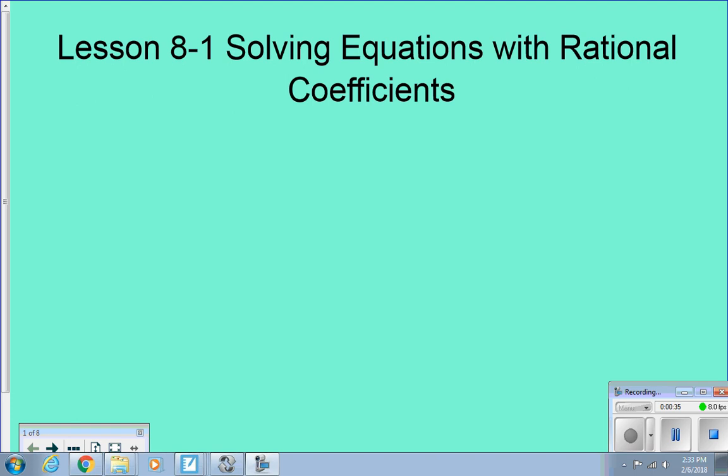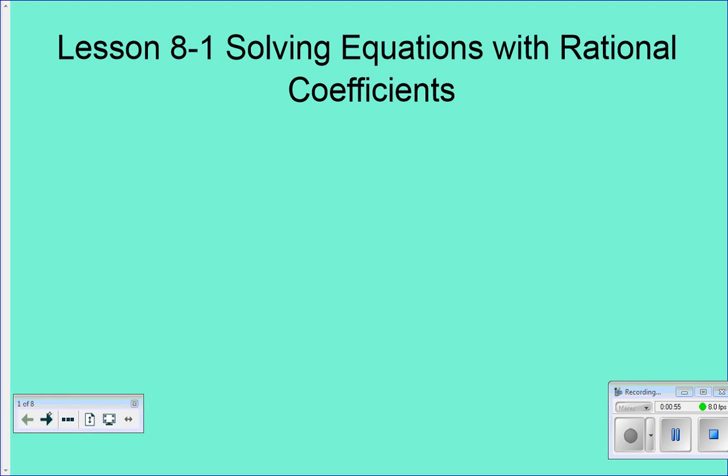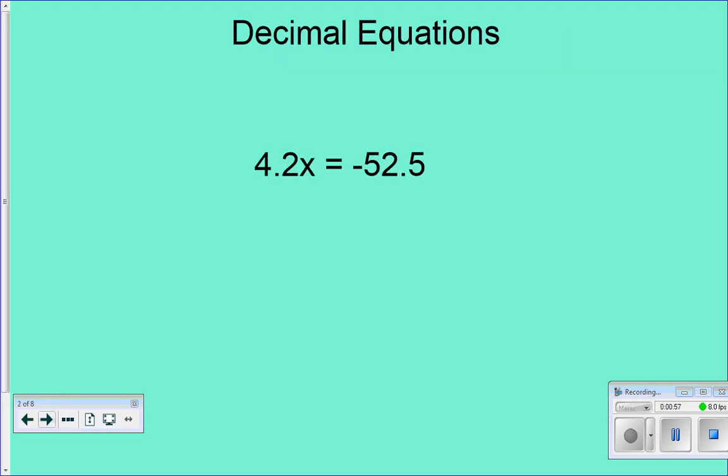Okay, so today, your coefficients, so the numbers with the variables, are either going to be decimals or fractions today. Okay, so we're starting simple. This is simple, honestly. So the first thing on your notebook, what I want you to write is decimal equations, because these are the ones we're going to practice first. Decimal equations.